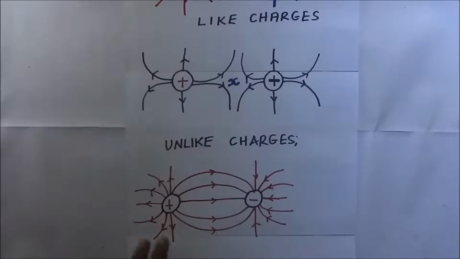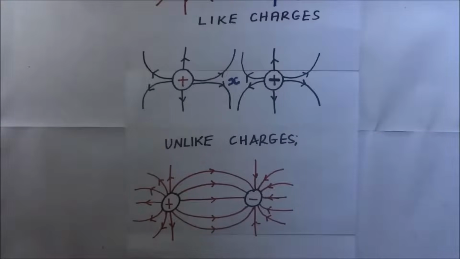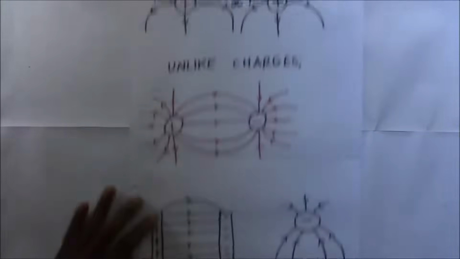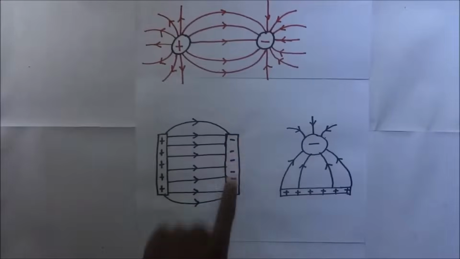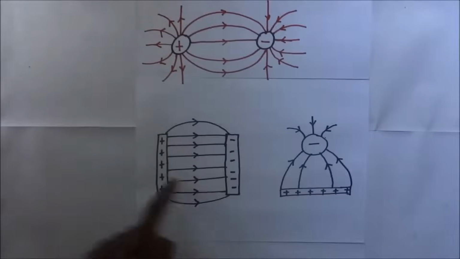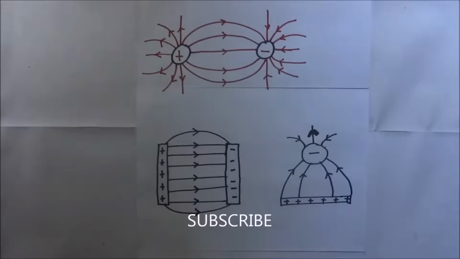Unlike charges will attract, and because they do attract, their field lines merge as seen. This is a positive and that's a negative. We also have illustrations for lines of force for two electric plates. This plate is positively charged and that is negatively charged. The lines of force will move from the positive towards the negative. The electric field lines will be such that they move from the positive plate to the point charge, which is negative, as illustrated in the diagram.